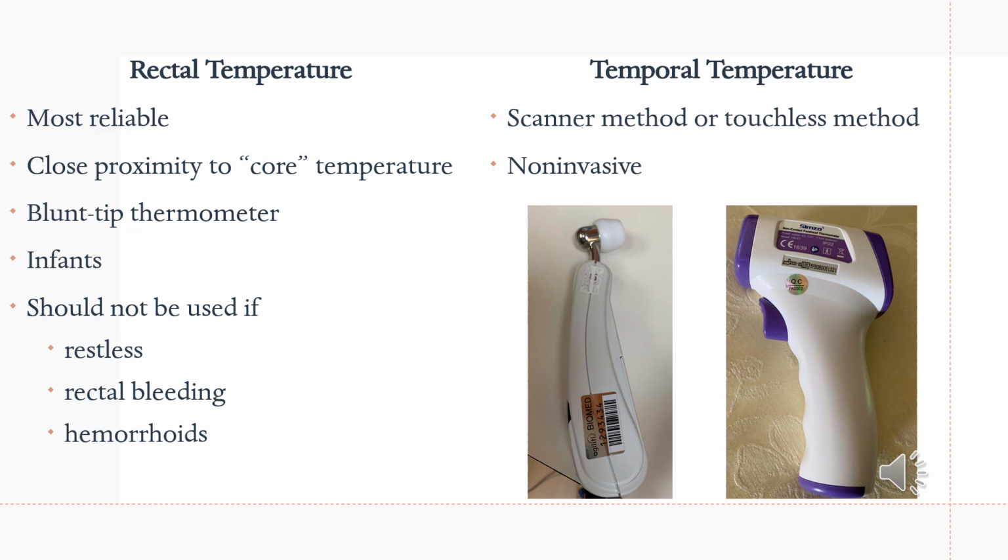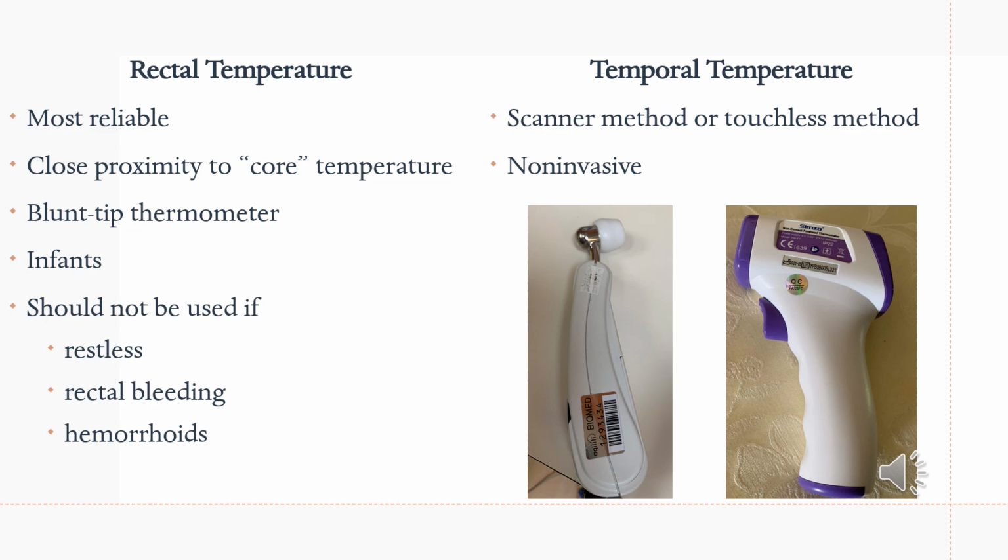A rectal temperature reading is considered the most approximate reading. It's closest to the patient's core body temperature because the area that the temperature is being taken is in the pelvic region, which is close to the core of the body. This method should not be used if patients are restless, have rectal bleeding, or hemorrhoids. The use of a blunt tip thermometer, specifically for rectal temperature recordings, is used. This type of temperature recording is rarely done on adults and is mostly performed on infants.